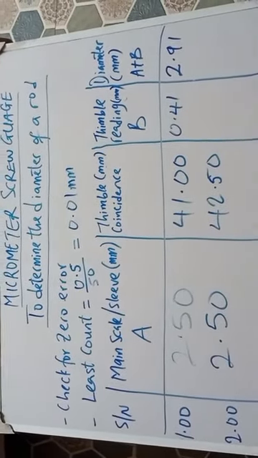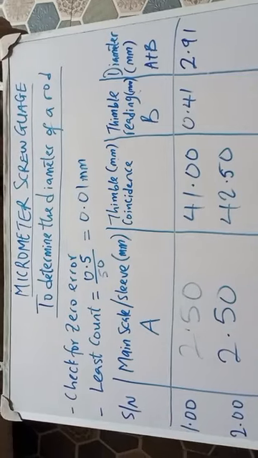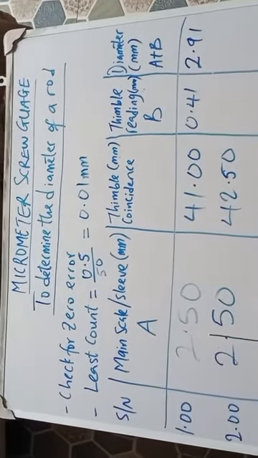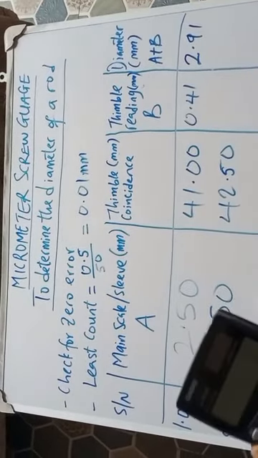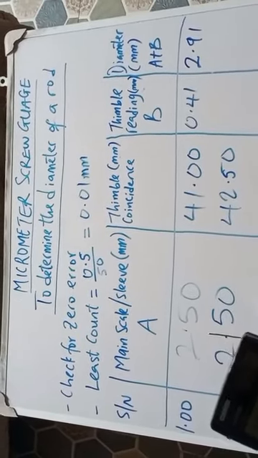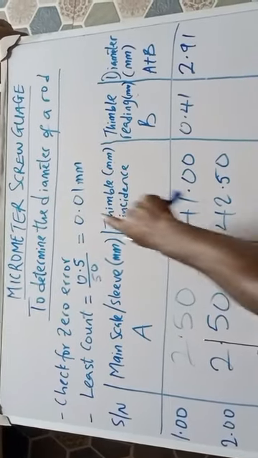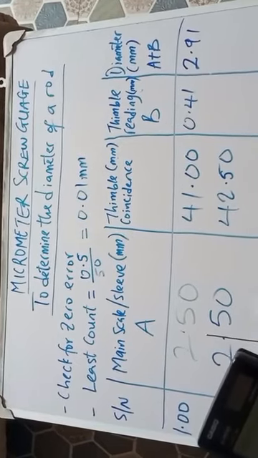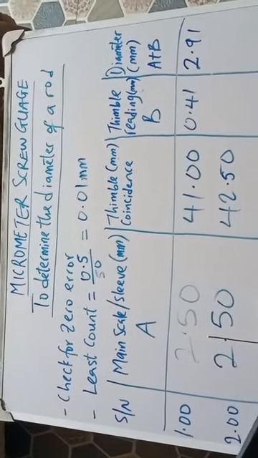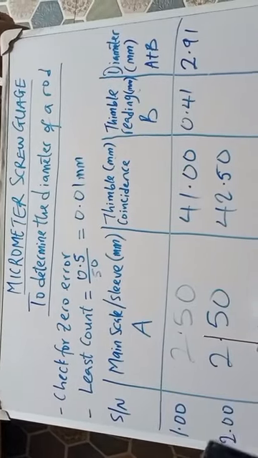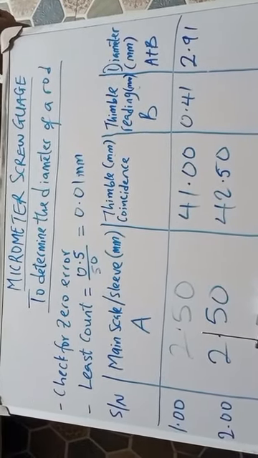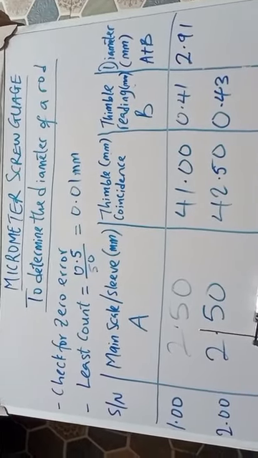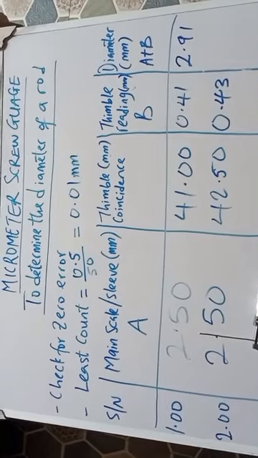For the thimble reading, don't forget, we are going to multiply this 42.50 by the least count of this instrument. So 42.5 times the least count, which is 0.01. When we multiply that together, we are going to have 0.425, approximately 0.43. So we can have this as 0.43.